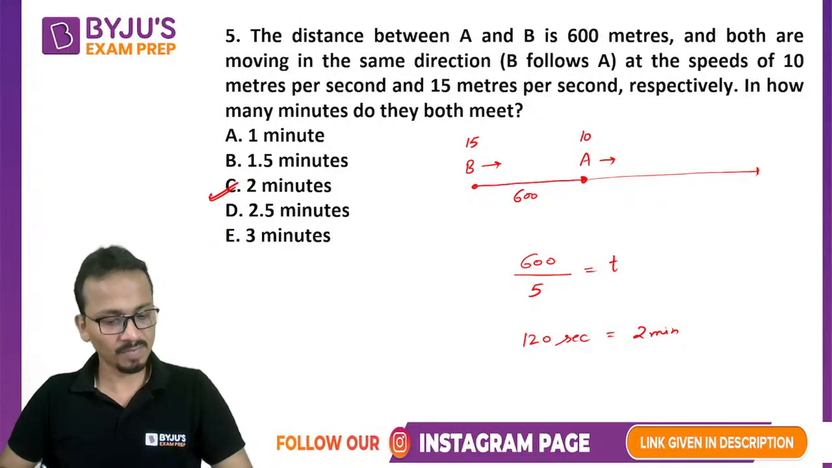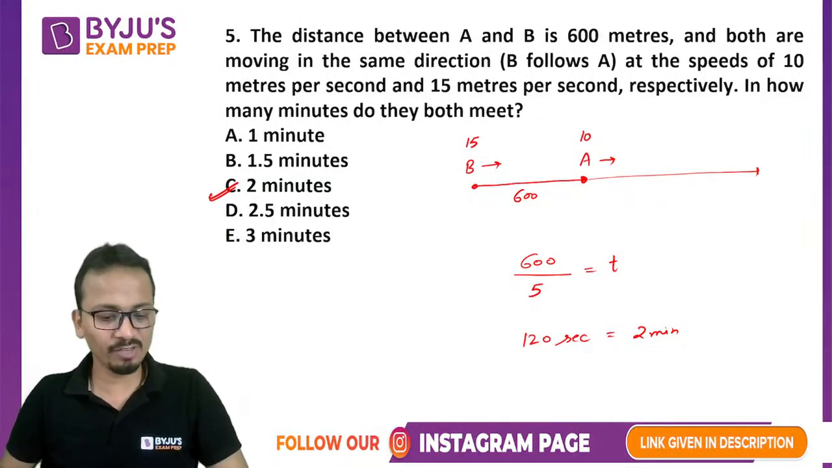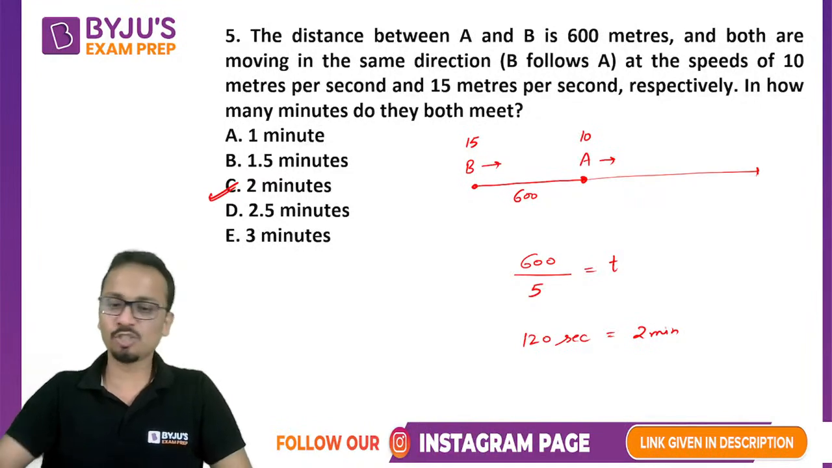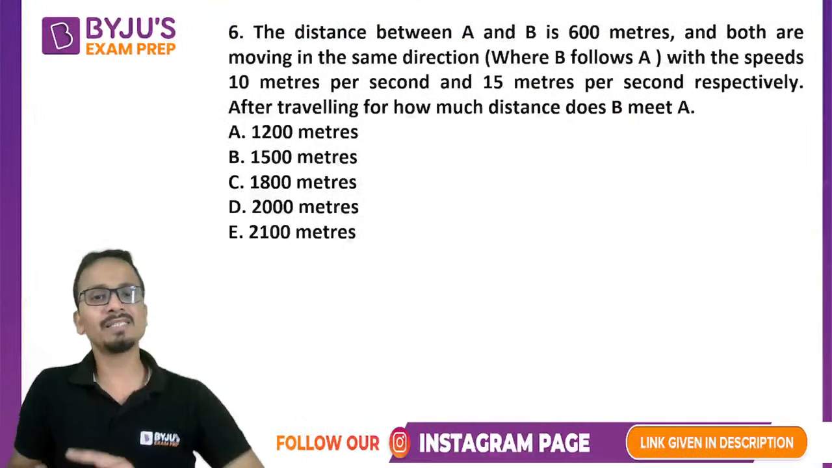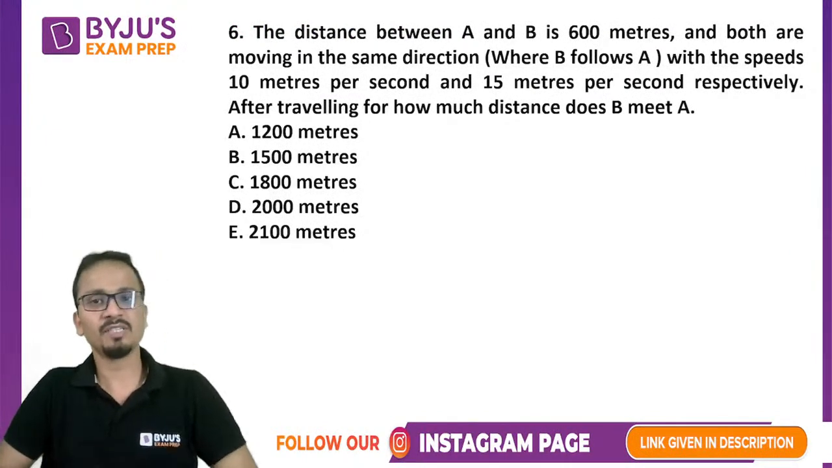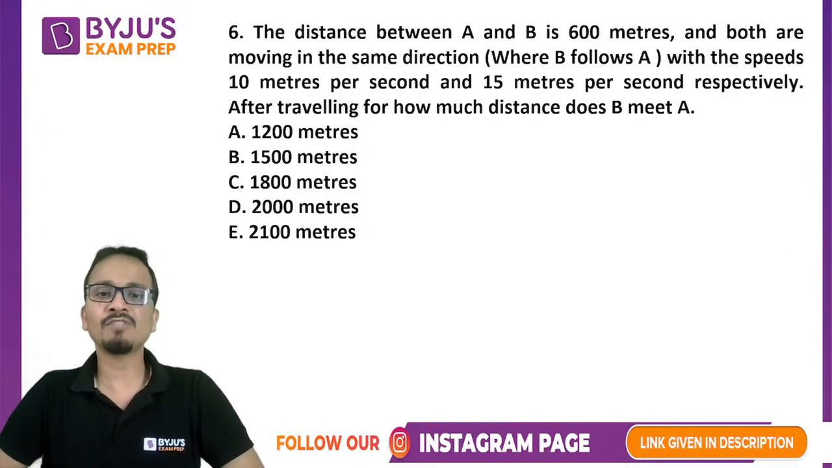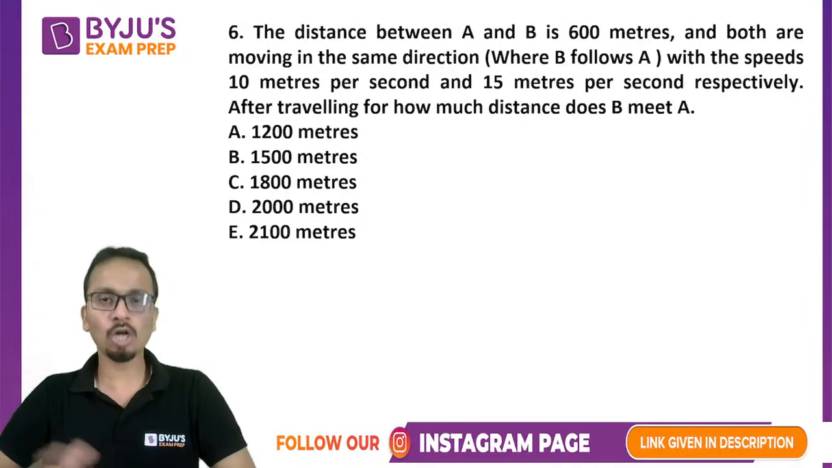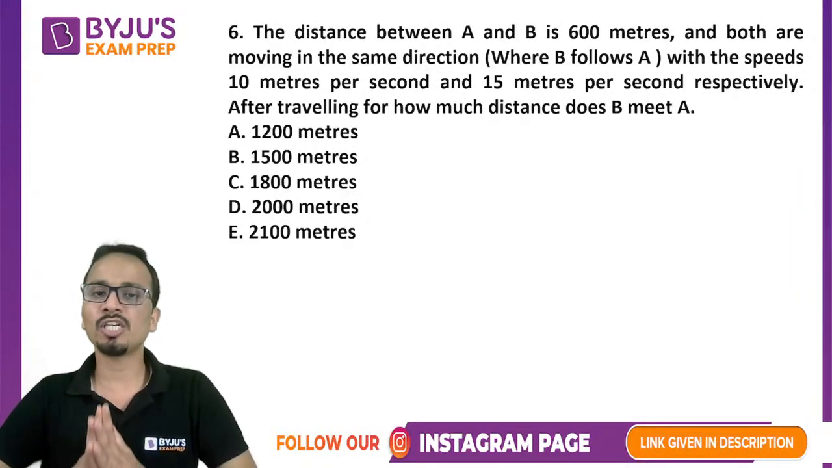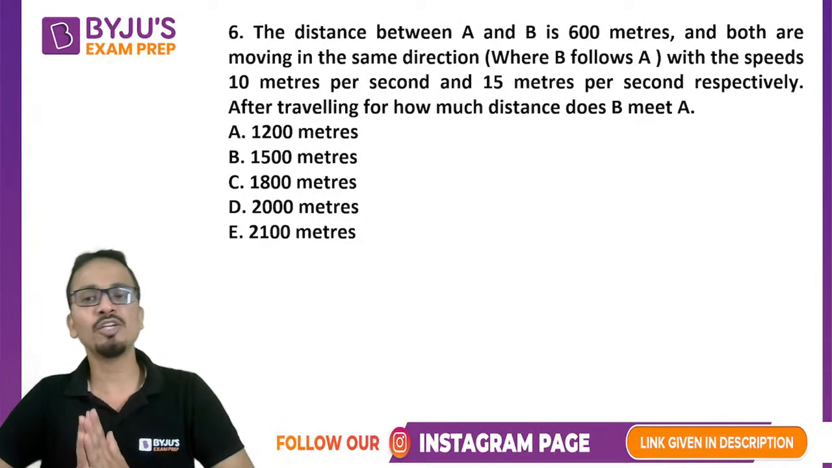All right. Okay. So again, all of you have given a perfect answer, correct answer. Let's go ahead and look at question number 6. Question number 6 is related to question number 5. Okay. Now we have to find out, after traveling, how much distance does B meet A? Now please do this question very carefully. So all the other things are absolutely same. It's just that you will have to find out how much distance does B travel to meet A.